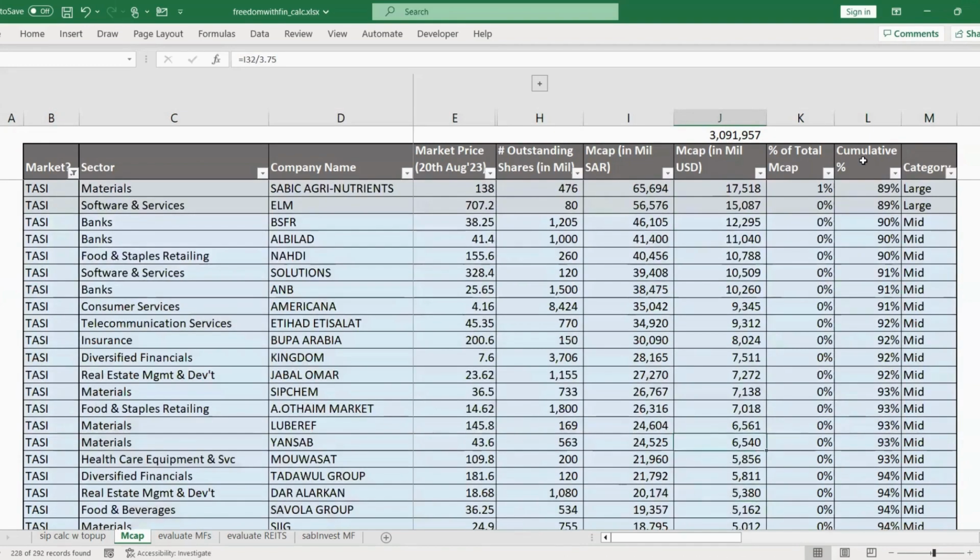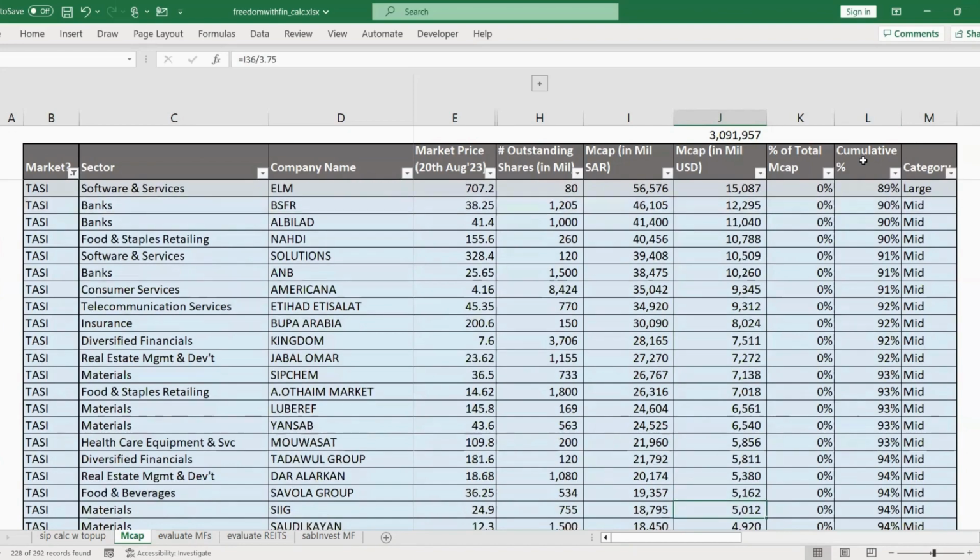In the mid cap, some of the ones that I can find are Al Bilad Bank, ANB, Americana, Etihad, Mobily, Kingdom, Jabal, Yansab, Tadawul Group, Savola Group, which is the parent company for Almarai. Okay?